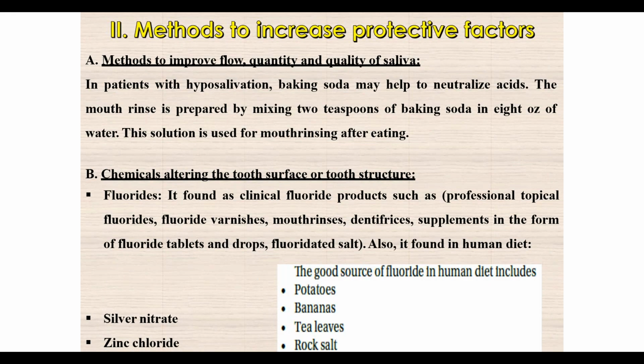Now, methods which increase the protective factors. One, we should use methods which decrease the hyposalivation and improve the salivation. For example, baking soda; the quantity of saliva should be increased, quality should be improved. Then there are certain chemicals which alter the tooth surface, like your fluorides. These form the fluorapatite, and silver nitrate or zinc chloride.